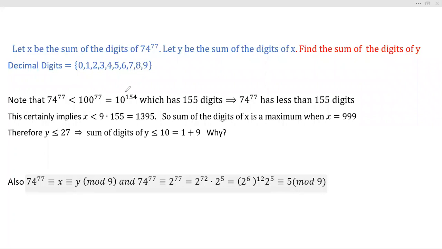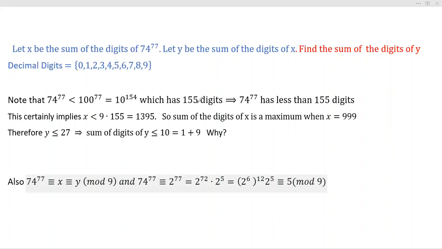The very first part of this is about bounding the digits. We wrote down something that's pretty obvious here: 74 to the 77th is less than 100 to the 77th. We chose 100 because it's easy to count the digits. 100 raised to the 77th, which is 10 squared raised to the 77th, if you're wondering about the rules there, has 155 digits.